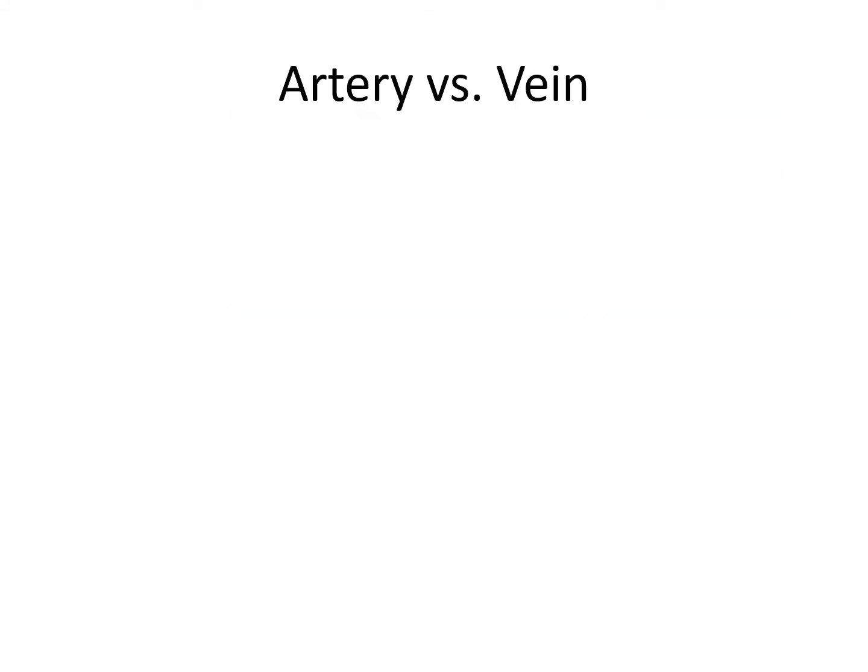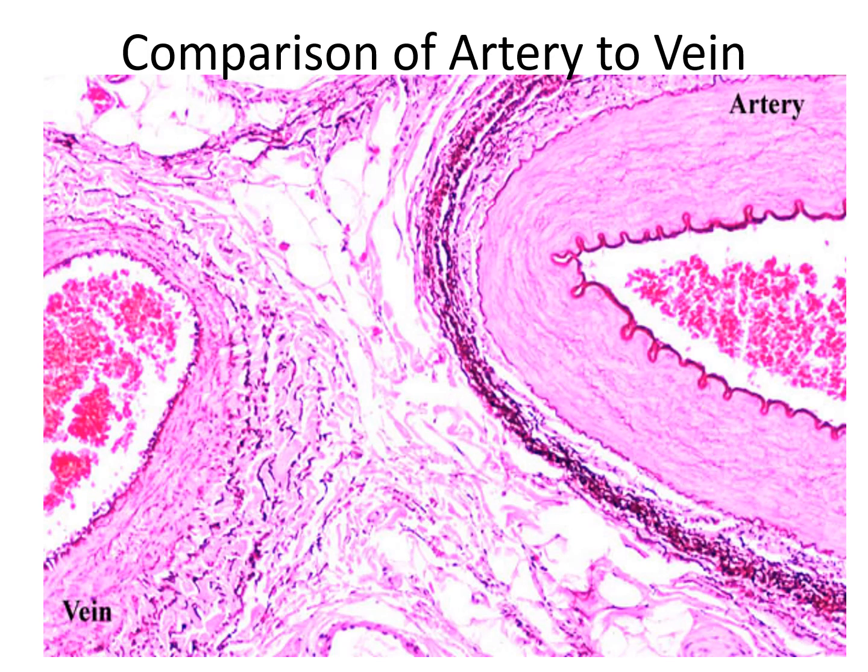So before we leave this page behind, let me also mention that small arteries are called arterioles and small veins are called venules. Okay, so arteries are larger than arterioles, veins of course are larger than venules, and you can easily tell the difference here between an artery and a vein due to the fact that the artery has a much thicker tunica media than does that vein.